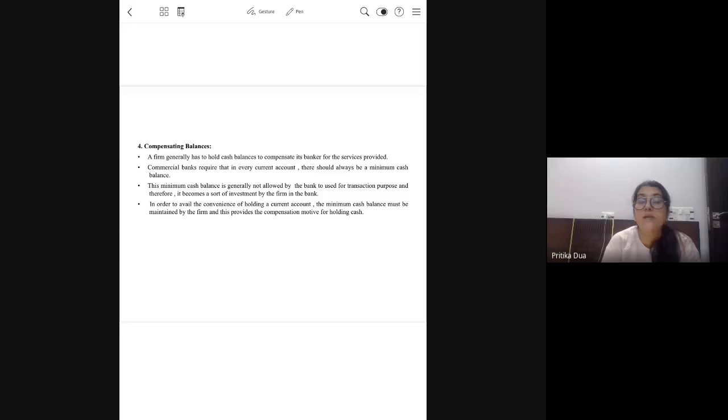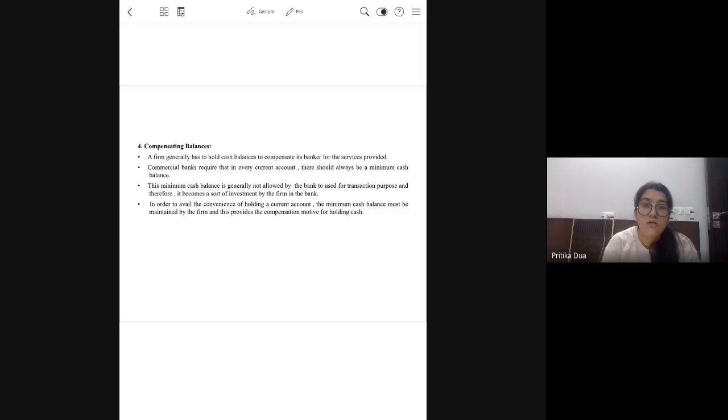Now this minimum balance never earns interest for the business. This is a requirement by the bank for the business enterprise, but it's not giving any earning in terms of interest to the business. So this is the compensating motive of holding cash in your current account. Okay, so these were the four main objectives or motives to hold cash.